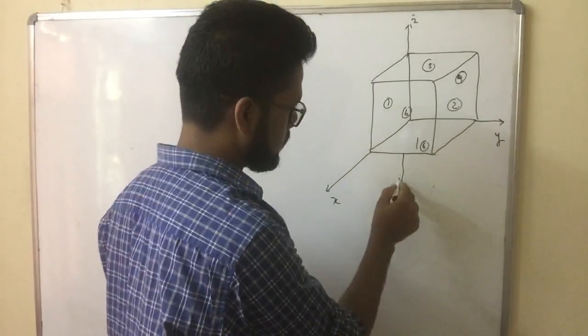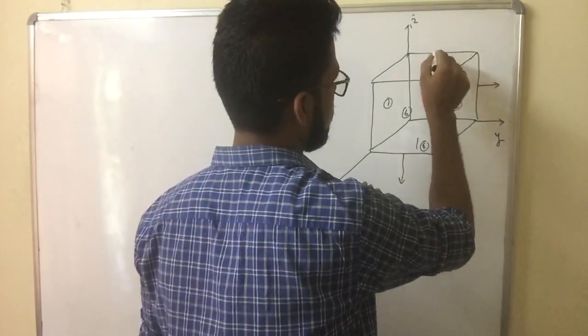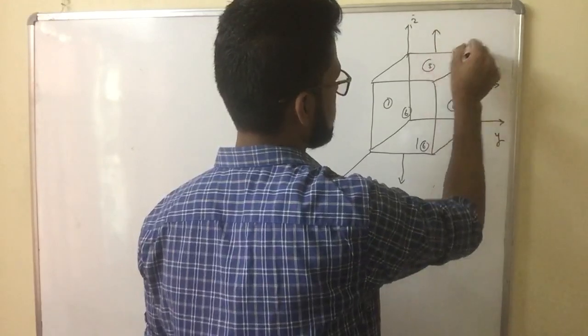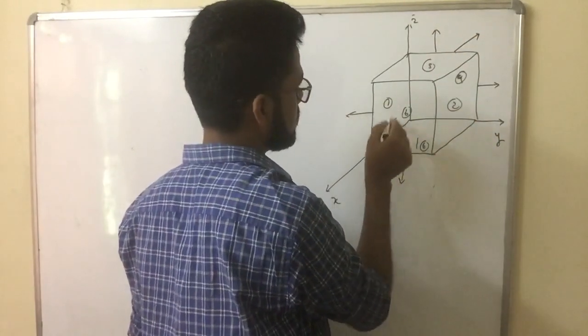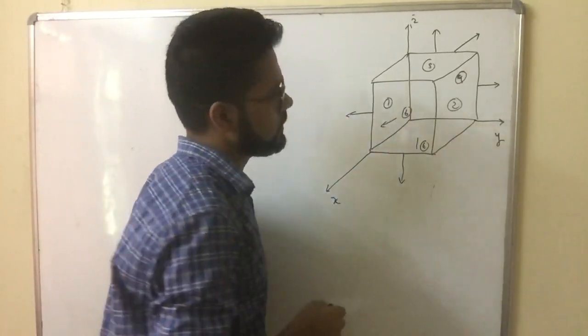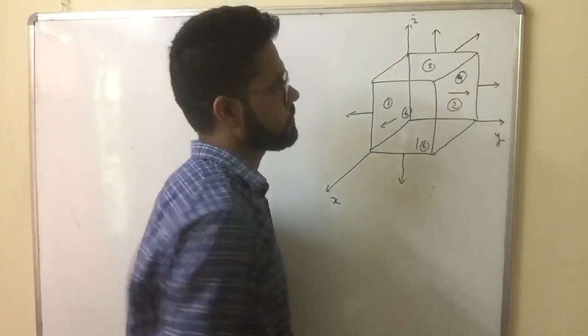One is along this direction, this is along this direction, this is along the other direction, this is along this direction. Okay, total 6 surface areas.